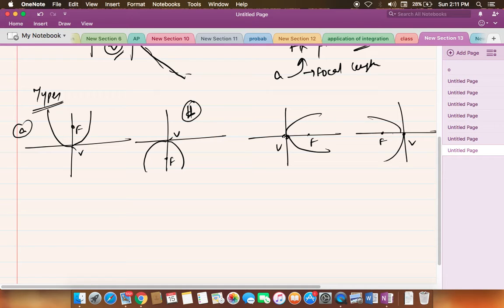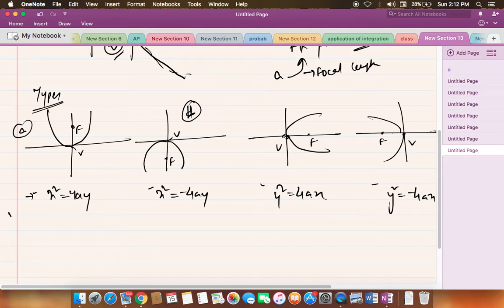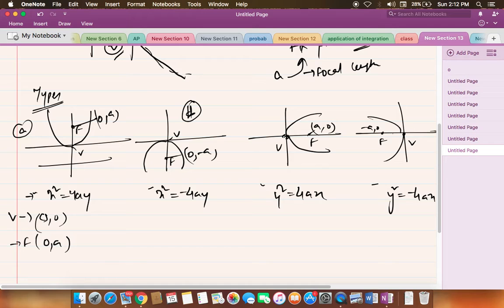So these types of parabola have different equations. The equation is given by x square is equals to 4ay. This is x square is equals to minus 4ay. This is y square is equals to 4ax. This is y square is equals to minus 4ax. Okay, these are the four types of parabola and four types of equation. Out here the vertex coordinate is 0 comma 0. The focus is 0 comma a. This coordinate is 0 comma a, this is 0 comma minus a, this is a comma 0, and this is minus a comma 0.